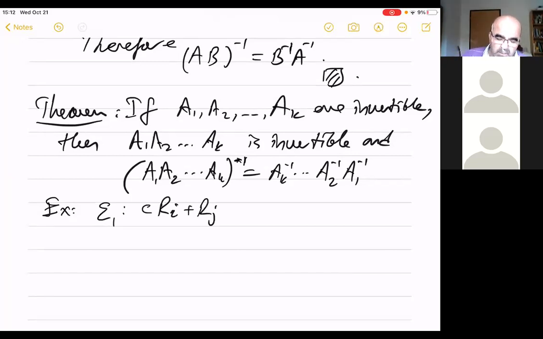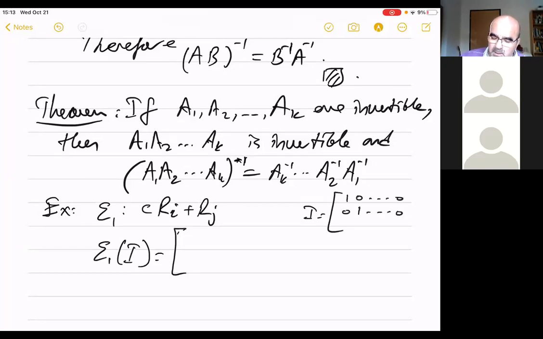Then when we apply the corresponding elementary matrix, you have the identity matrix: 1, 0, 0, 0, 1, 0, and so on, with 1 at the end. You multiply the ith row by C and add it to the jth row.